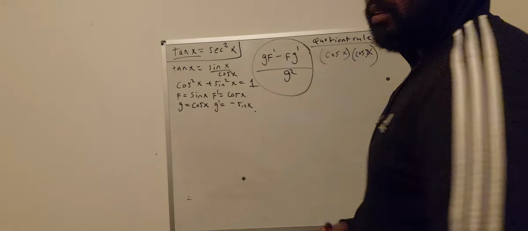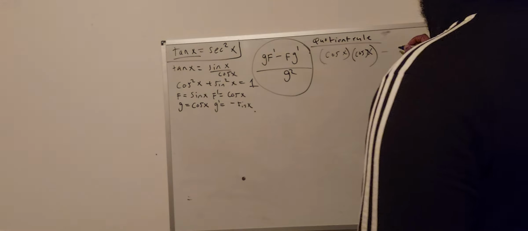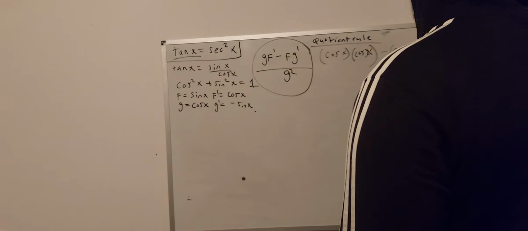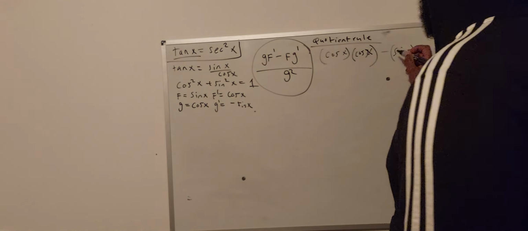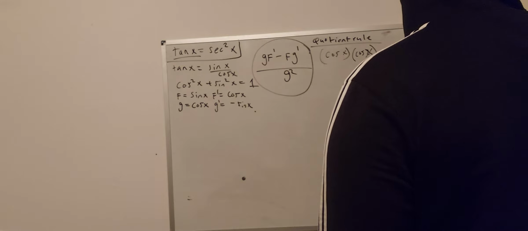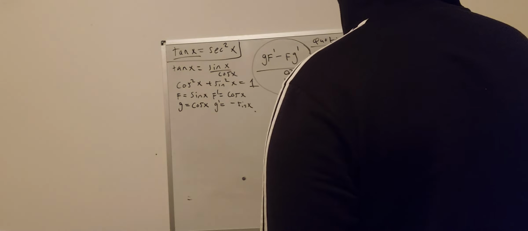So, cosine x times f prime, which is cosine x, that's going to equal cos squared x, but you guys can just write it down on paper. Then f, sine x, minus times plus is minus, but we'll wait a bit. g prime is minus sine x, so we'll put that there. And the denominator, g squared, is cos x squared.